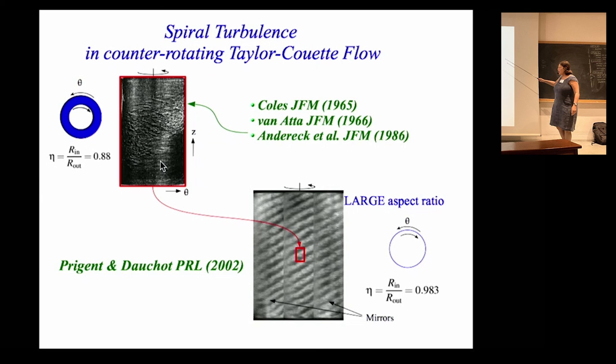And what Prigent and Dauchot found was that this coexisting thing was just one member of a regularly appearing pattern of laminar, turbulent, laminar, turbulent, laminar, turbulent. This length between two laminar places here is the same size as the gap. Excuse me, no, it's 20 times the gap. So it's very large. These cylinders are very close together.